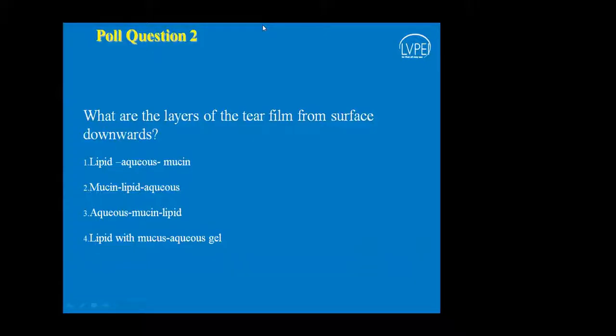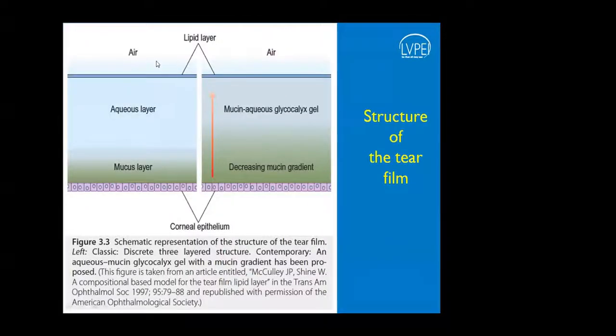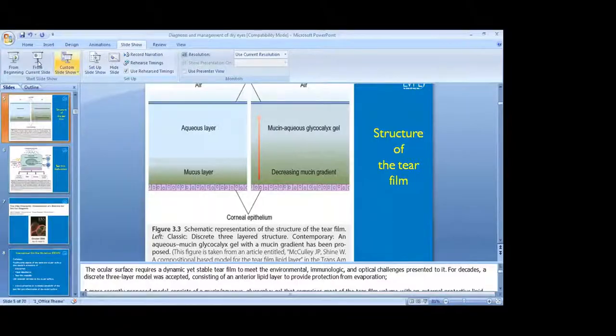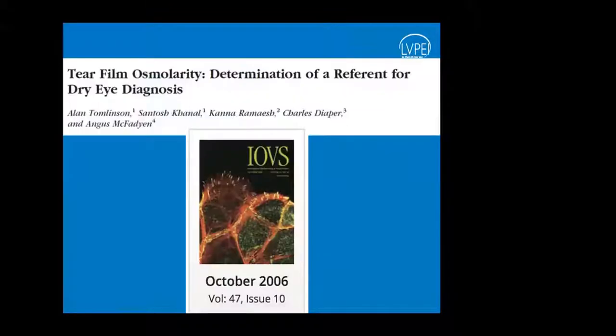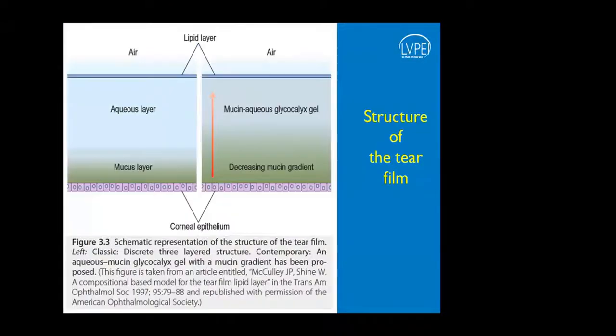There are two concepts. Earlier there was the three-layer model, which was the air lipid interface, the aqueous, which consisted of 90% of the tear film, and the mucus layer. The newer concept consists of a decreasing mucin aqueous gel, which gradually decreases in concentration until one reaches the superficial lipid layer.